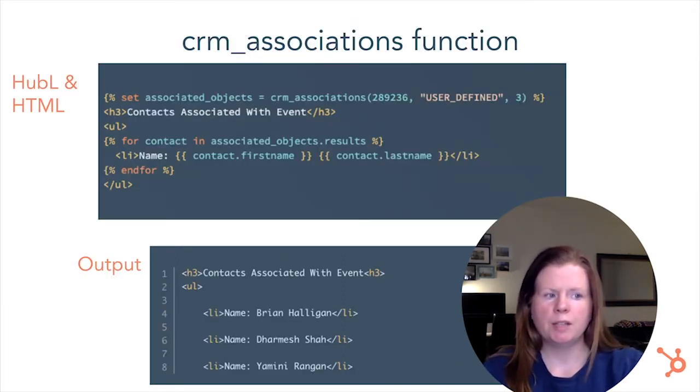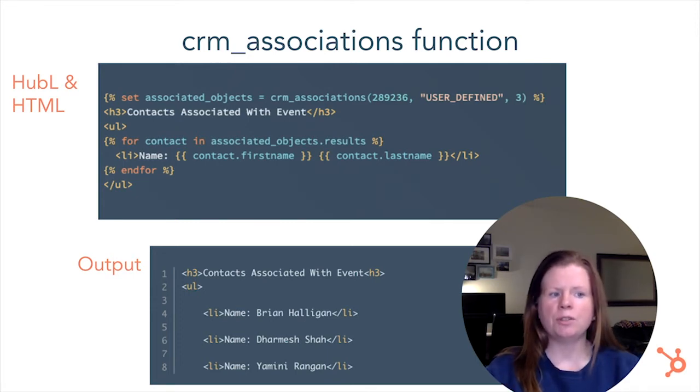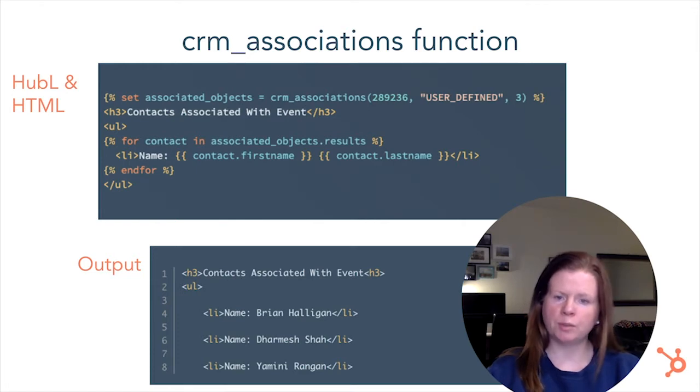So if you want to display CRM objects associated with your custom object, you can use this associations function to do so. If you look at the example, we want to get any contacts that are associated with the events object in HubSpot. So again, we're going to use the event ID in the association function, and then we're going to use a for loop to loop through the results to get the first name and the last name of each CRM contact associated with this event. So we can see here in the rendered outputs that Brian, Dharmesh, and Yamini have all been associated with this event.